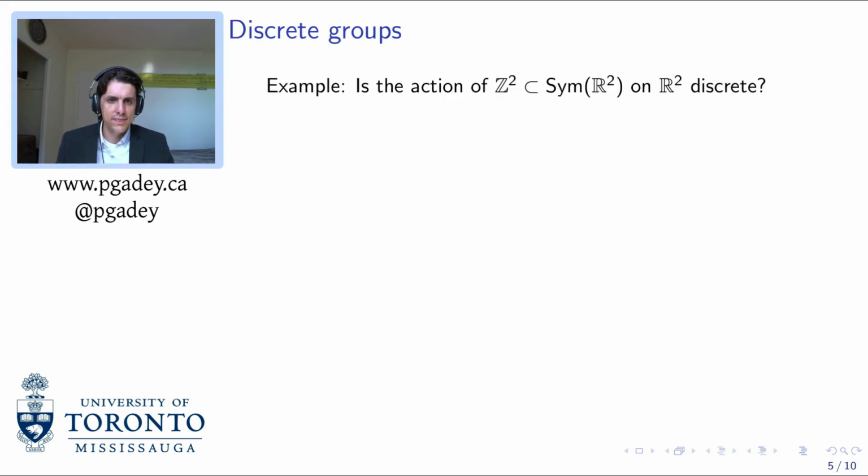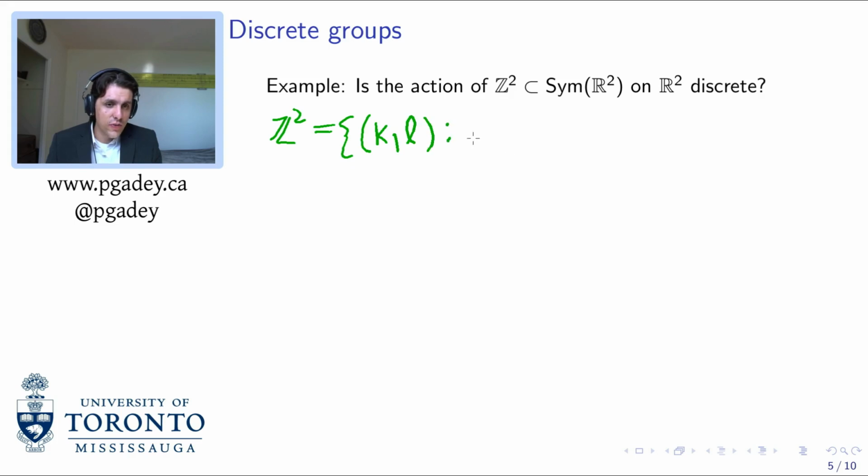Okay, let's do one more example before moving on. Is the action of Z squared on R2 discrete? Again, I encourage you to take a moment to pause and think about this for yourself. So how does Z squared act? Z squared is the collection of points with integer coefficients.